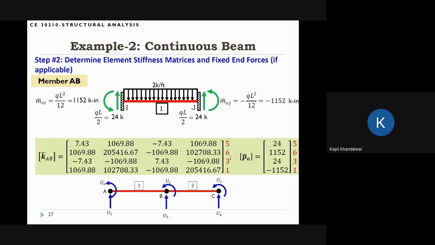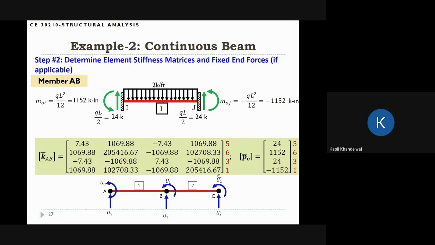Step 2 is determining the element stiffness matrices and the fixed end forces, if applicable. So for member AB, this is node I, this is node J. Actually, you can think that node I is here, node J is here. And this is the stiffness matrix for this member.